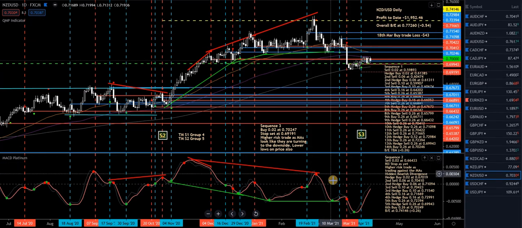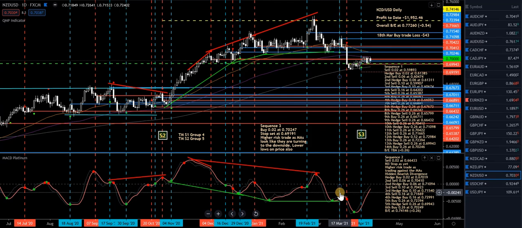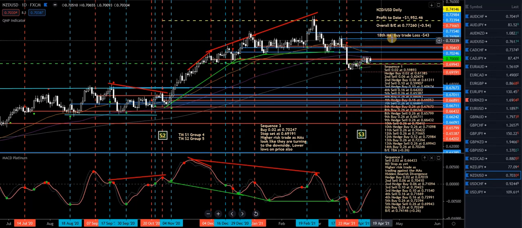I did take a buy in here, very similar to the Aussie. Kiwi and the Aussie moved pretty much the same. Took a buy in here and I lost $43 on it. Now I'm trying to recover again with another buy. That's it.